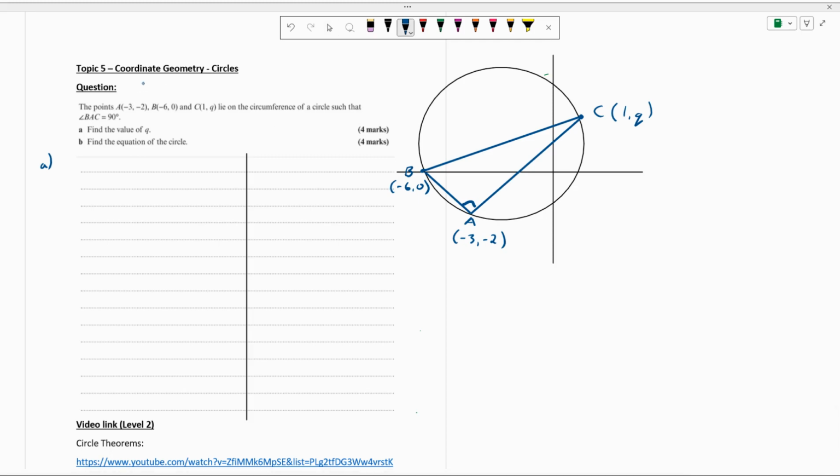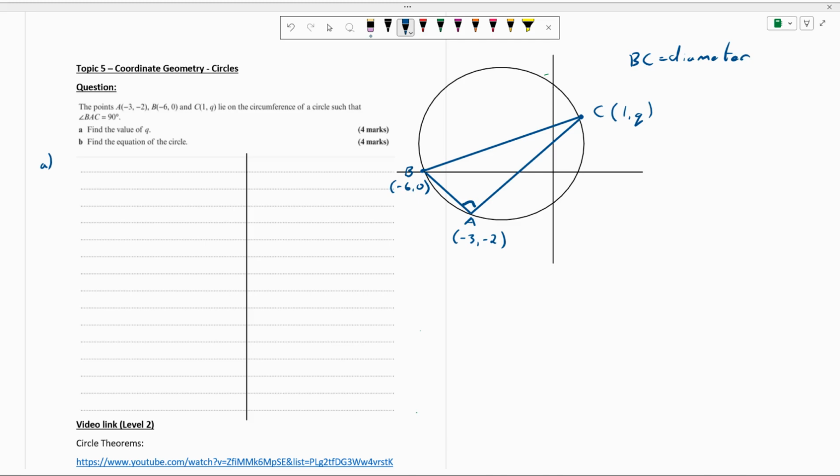Okay, so I've drawn a diagram for this one. So I've got point A is (-3, -2), point B is (-6, 0), and point C is (1, q), on the circumference of the circle, such that angle BAC, so this angle down here at A, is 90 degrees. Now for that to be 90, BC must be the diameter. Because an angle subtended in a semicircle is 90 degrees. A is 90 degrees, which means BC must be the diameter.